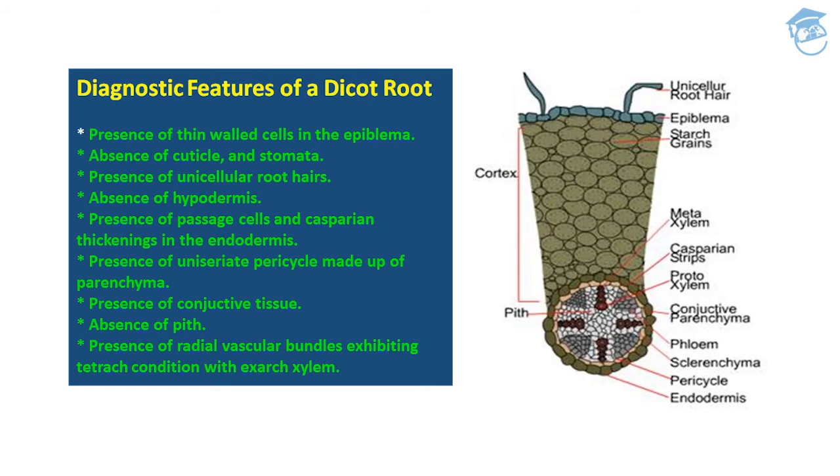Presence of uniseriate pericycle, which is made up of parenchyma. As you can see, this is the pericycle, which is uniseriate, and absence of pith. Can you see the pith here? No. So no pith is there, and the presence of radial vascular bundle that exhibits tetrarch condition with exarch xylem.